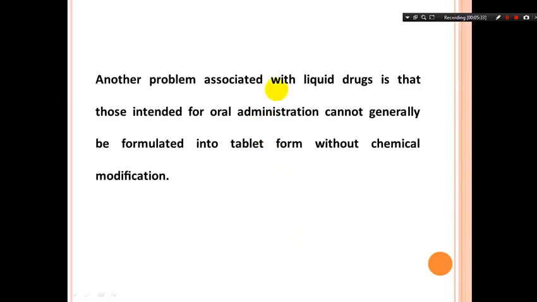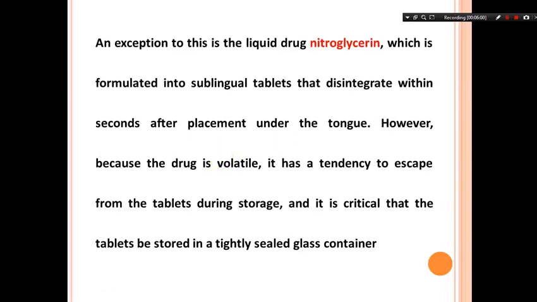المشكلة عندنا من نريد احنا نحول الليكويد liquid dosage form نحوله إلى تابلت. ما نقدر بسهولة نحول أي liquid dosage form إلى تابلت بدون ما نسوي له، لازم نسوي chemical modification لهذا liquid dosage form حتى نحوله إلى solid oral dosage form. لكن عندنا استثناء لهذه القاعدة.